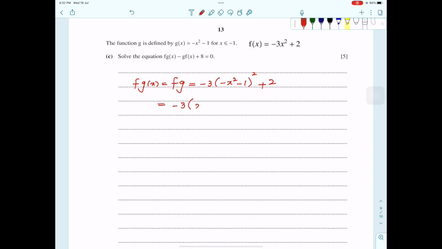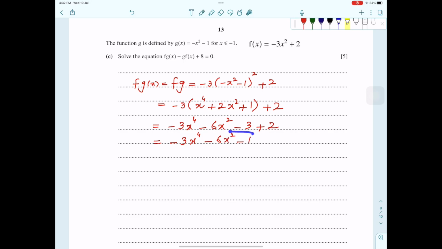So I'm going to apply this algebraic identity over here. Minus 3 outside the parentheses, so it will be positive x power 4 plus 2x squared plus 1 and plus 2 at the end. Now you can multiply minus 3 inside the parentheses. That means you are going to change the sign inside, and plus 2 as it is. Now if you solve it further, you will get minus 3x power 4 minus 6x squared minus 1.